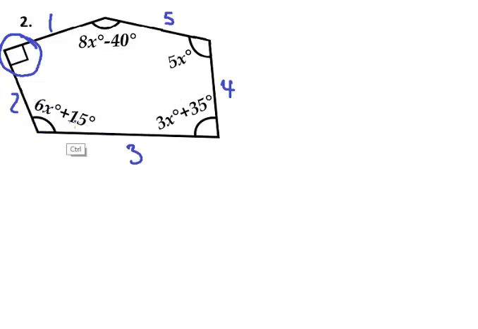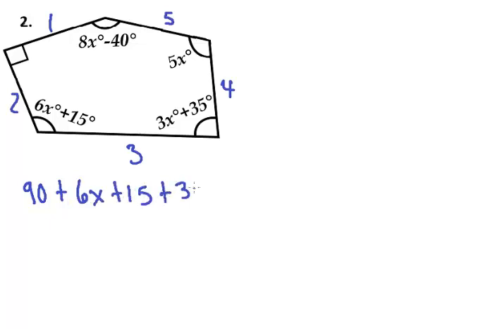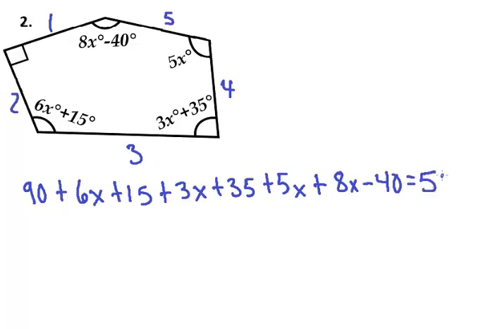Okay? So let's go. It will be 90 plus 6x plus 15 plus 3x plus 35 plus 5x plus 8x minus 40 equals 540. Why? Because it has 5 sides. Remember, it is a figure of 5 sides, so adding all of the internal angles will give you 540.